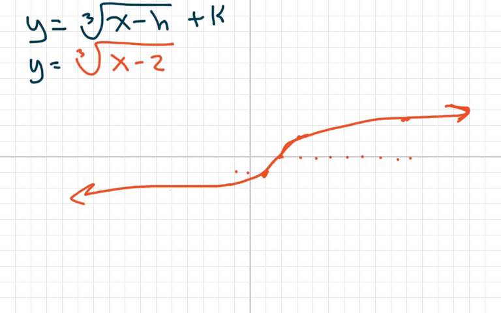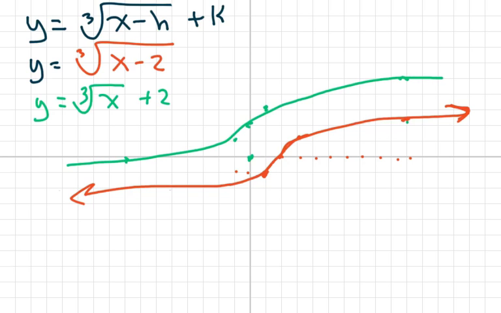And now the next one I want to do is to shift this up by 2. So I'm going to take my parent function, which was here, and go up by 2. So I'm going to start here, go down 1, and then at 8, we're going up 2. So something like this. Again, if you have graph paper, you can make this better. So this is the vertical shift. The green is the vertical shift up by 2. And the red is the horizontal shift to the right by 2.